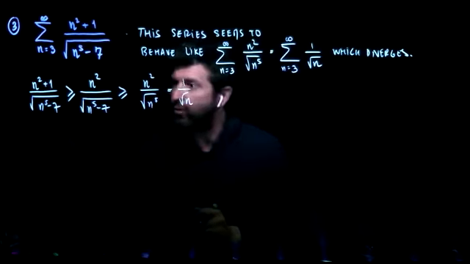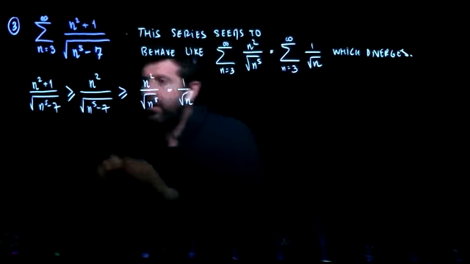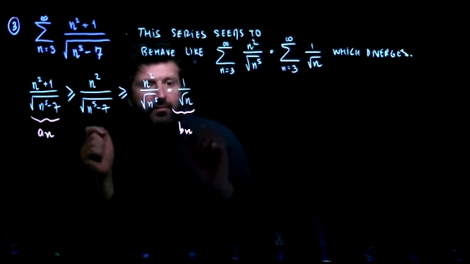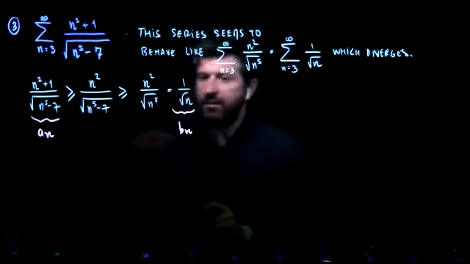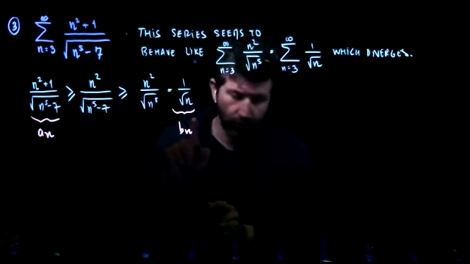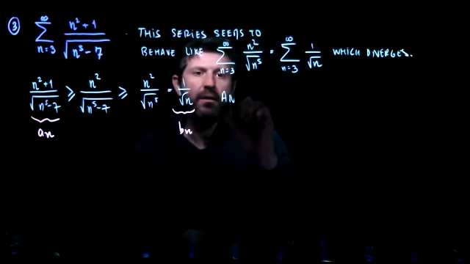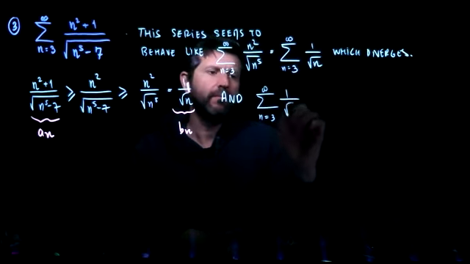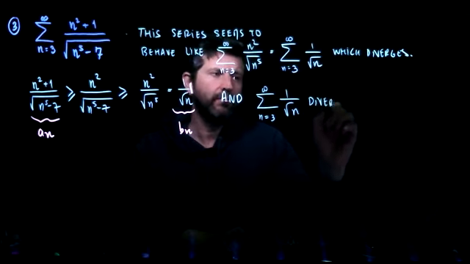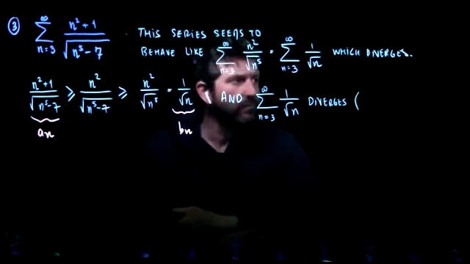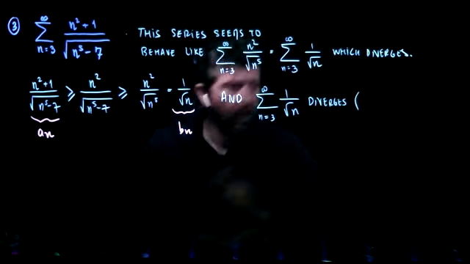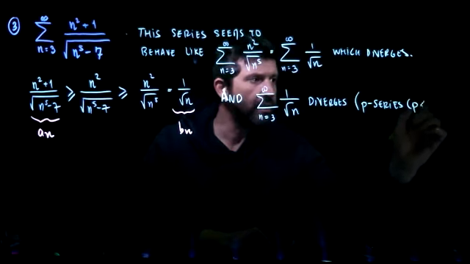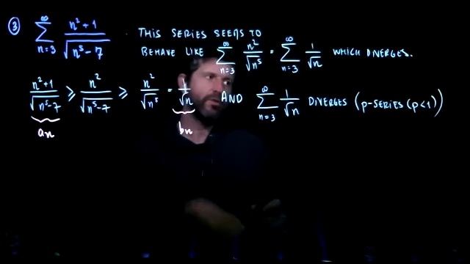Okay, so I just showed that the term an, this is your an, and now this is your bn. So an is definitely bigger than or equal to bn, and the series bn diverges. How do you know that it diverges? P series. Good. P series, and of course, P is less than 1. So we know that it diverges.